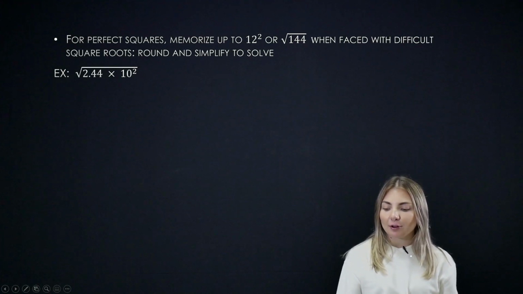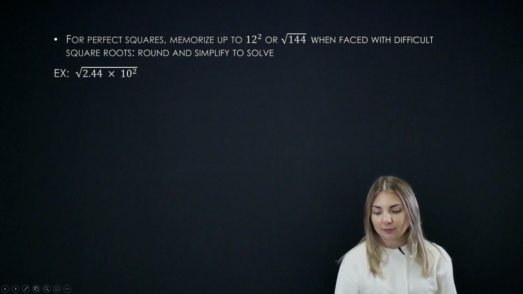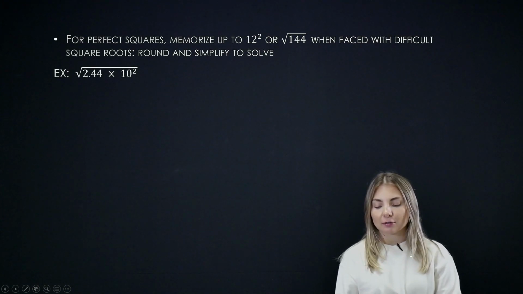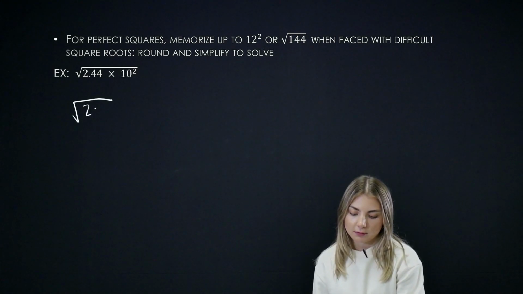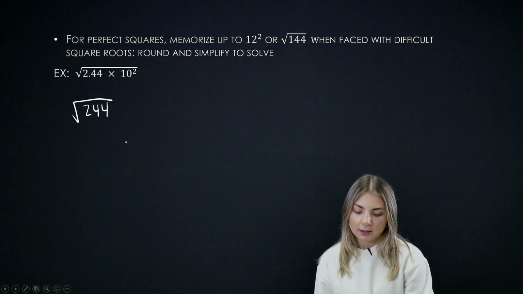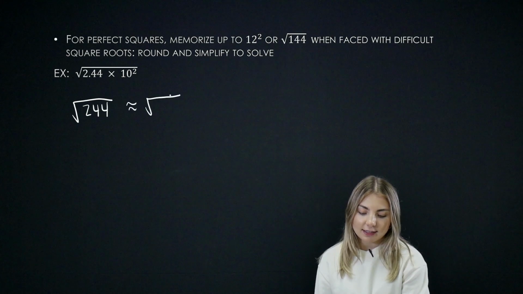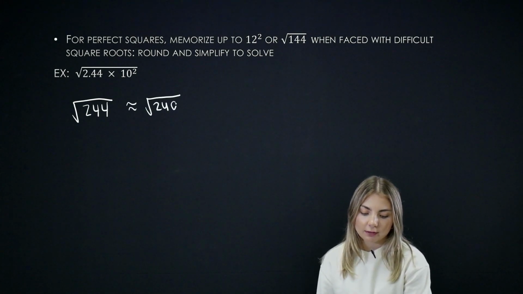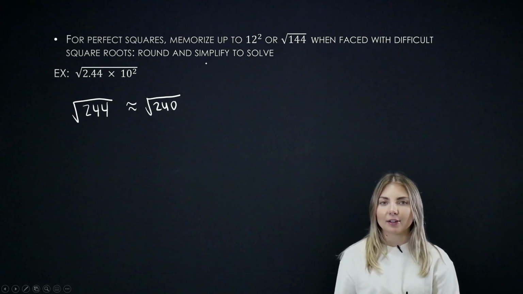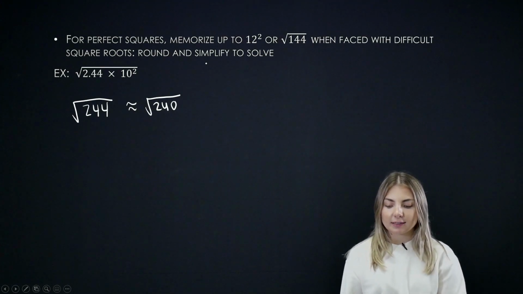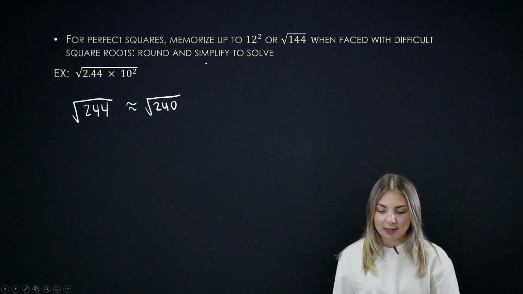So to show you an example, let's look at the square root of 2.44 times 10 squared. First, I'm going to convert this to the square root of 244. Now, I'm going to use an estimation trick that we went over earlier to estimate that this is around 240. And we can do this based on our answer choices that we would see on the MCAT, but for this sake, I'm going to say that our answers are far enough apart that we can use this estimation.